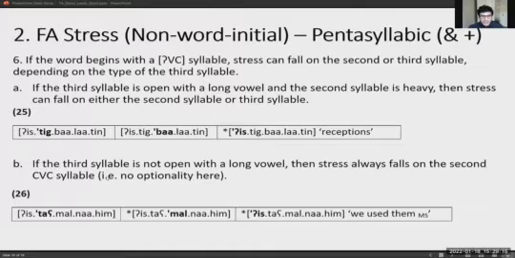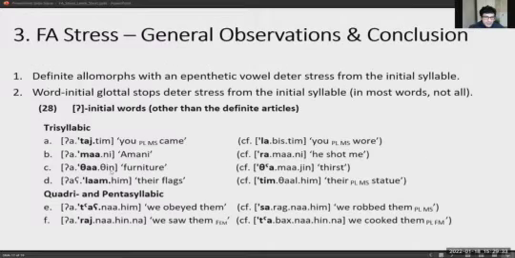If the third syllable is not open with a long vowel, the stress always falls on the second CVC syllable. So there's no optionality in this word. So an example of this is استعملنا. So this is for the stress patterns.